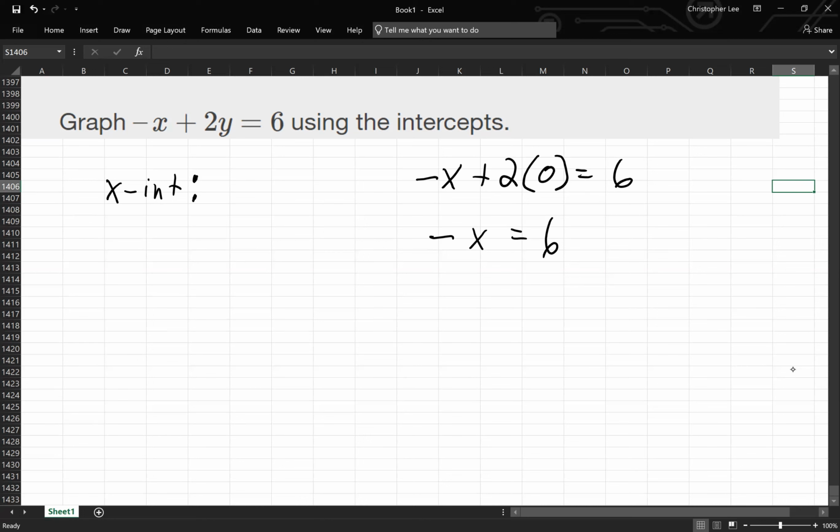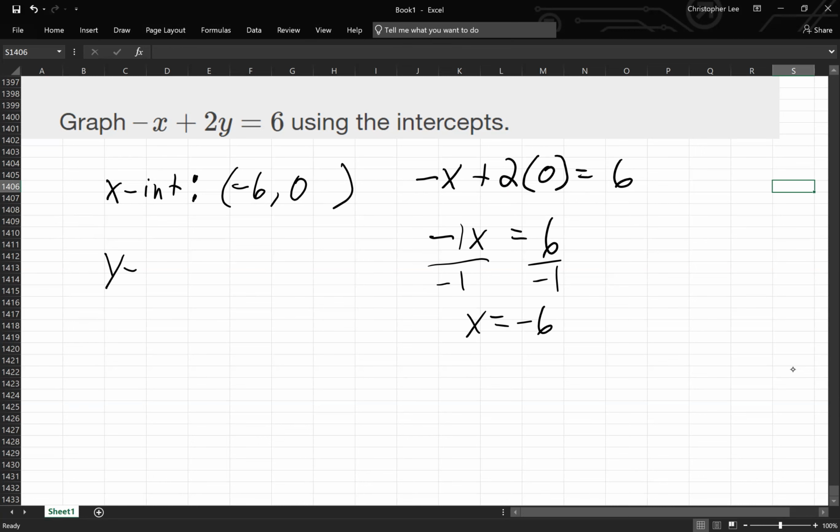So what do I do after that? Very good. Divide both sides by -1. So I have x is equal to -6. So what's my x-intercept? -6 comma 0. Very good.